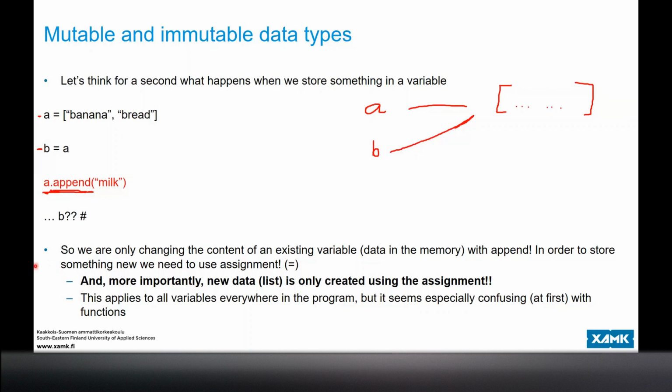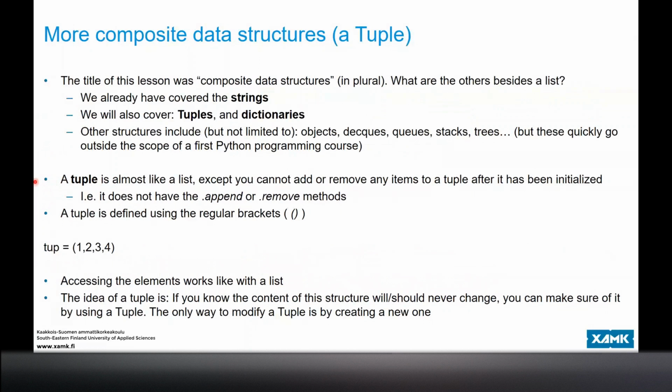Okay, so to wrap up with something, just as a reminder, the title of this lesson was Composite Data Structures, and Structures in plural. So there exist other data structures as well, in addition to the list, but we have only been talking about the list because the list just demonstrates all the good qualities that all composite data structures in Python pretty much have.